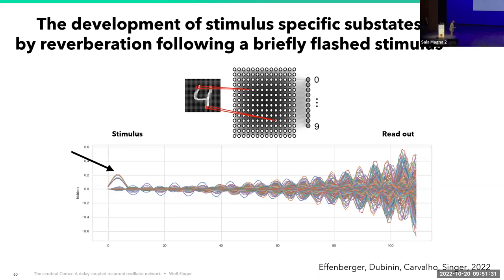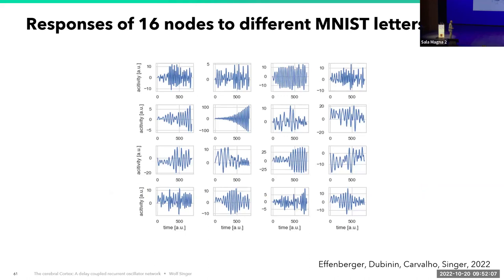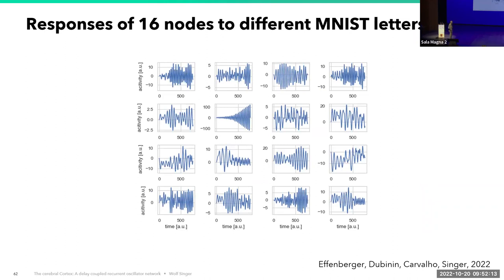Brief stimulus, some transient response, but then there is reverberation in the network that builds up and forms a very complex spatiotemporal landscape pattern that can be read out as stimulus specific. So you have seen this before: initial transient response, not very information rich, let the network work a little bit, add its own knowledge, and then you can get a very nice stimulus specific response vector. So again, these are the responses that you get for one of these letters, and these are the responses that you get for another one.